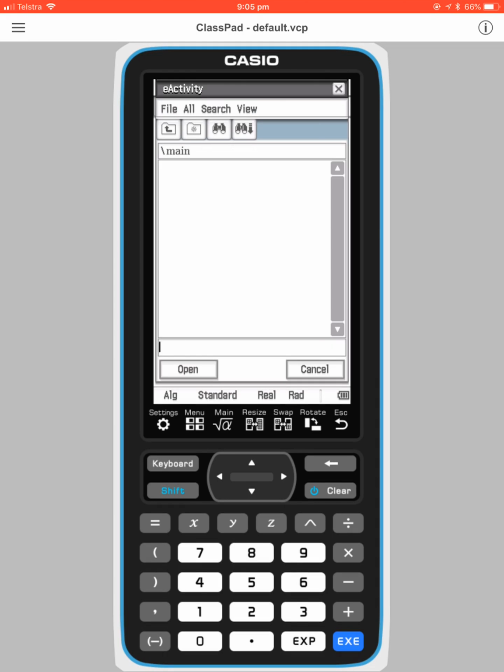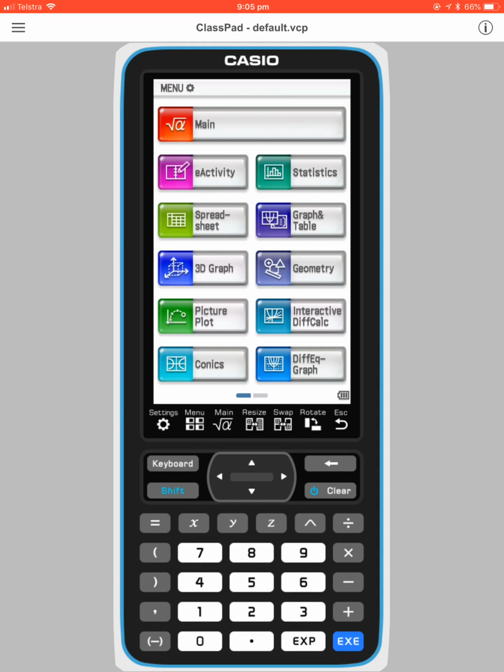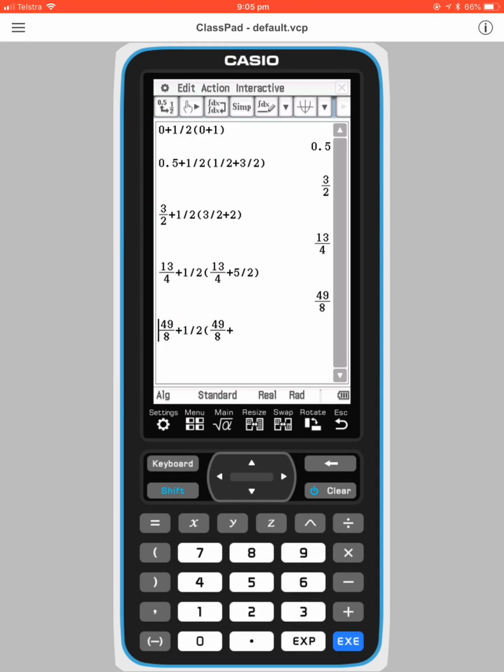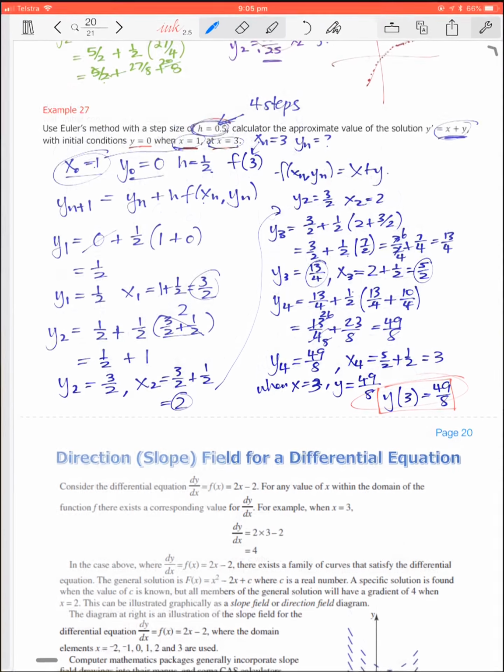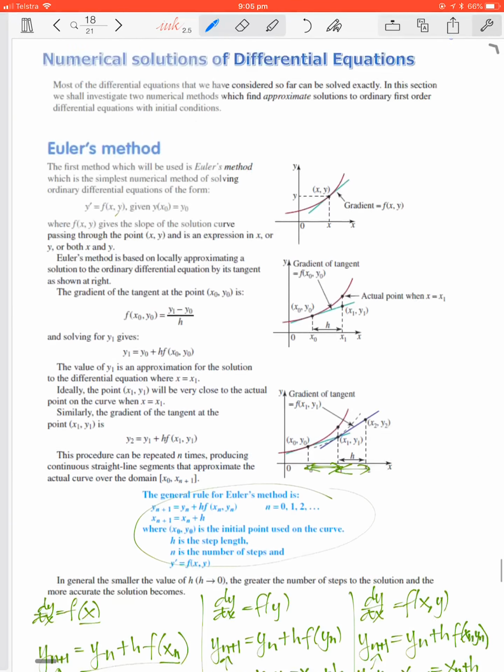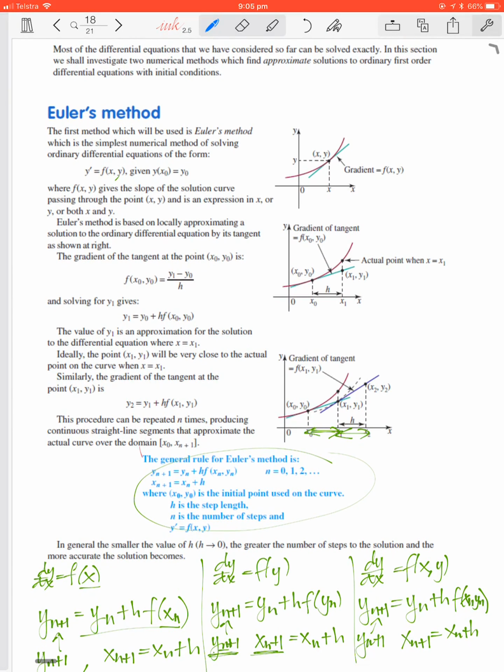I do have another... We have an e-activity called Eulers, but I can't put it on the CAS on here. Basically, all you need to use Euler's method, which is in your notes, is your initial x, your initial y, and dy dx, which is your function.